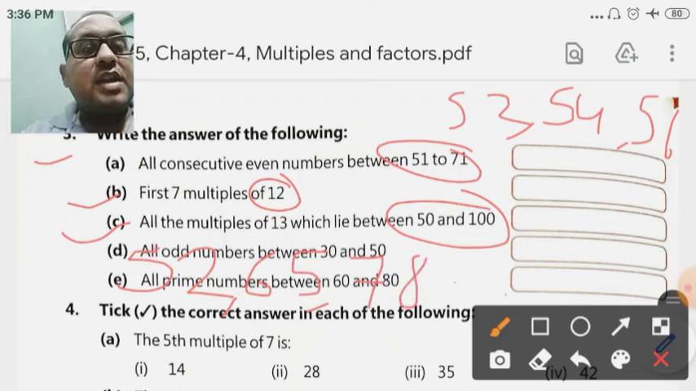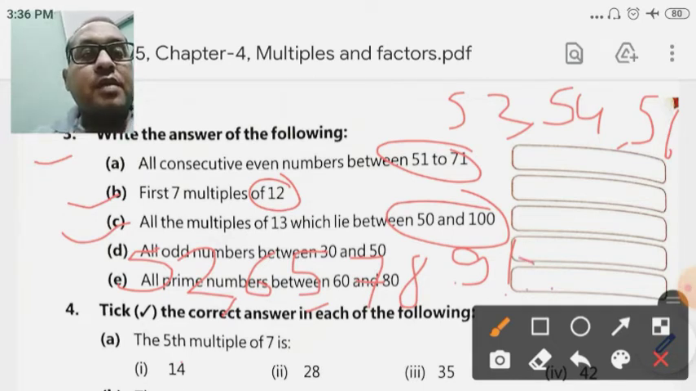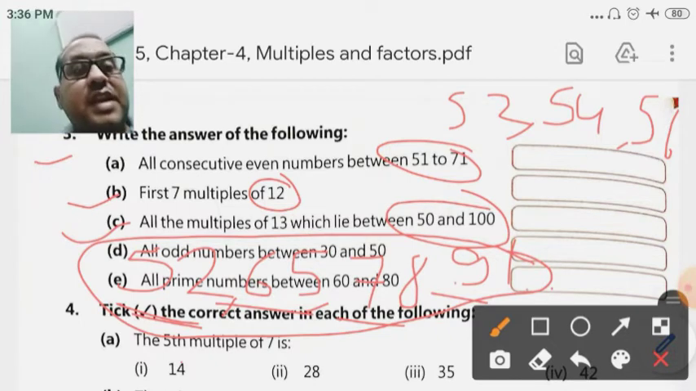78, and similarly we multiply 13 4s, 13 5s, 13 6s, then we have to multiply 13 7s, then 13 8s. 13 7s are 91. Then 13 8s, which is greater than 100. So we have a limit up to 100. We need to find out up to 100. So it is 52, 65, 78, and 91. These are all the multiples of 13 which lie between 50 and 100.